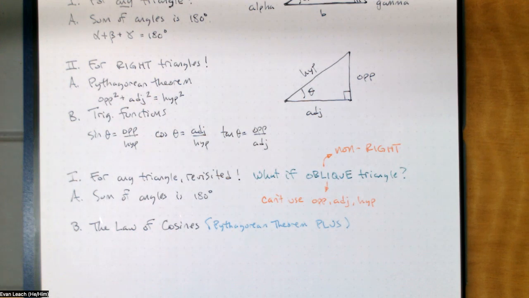So if we want to solve an oblique triangle, we don't have a hypotenuse, so we can't use Pythagorean theorem. It's right there in Pythagorean theorem. The sum of the squares of the legs of a right triangle is equal to the square of the hypotenuse. If we don't have a right triangle, we don't have a hypotenuse, we can't use that. So for that, we have the law of cosines.